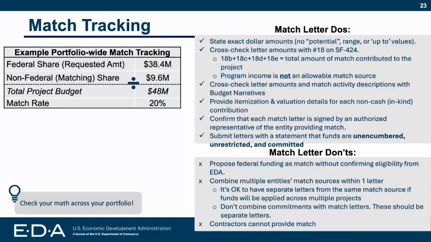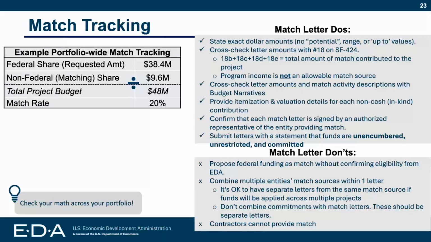That can look like a number of things. That could be all your match on one project. That could be match spread evenly across all your projects. That could be match being on 2 of your 4 projects. However you want to structure it, the point is that we are doing the math at the portfolio level. So if you have a project with 0% match and you're making up for it in another project, no problem. Just make sure you're checking your math across your whole portfolio.